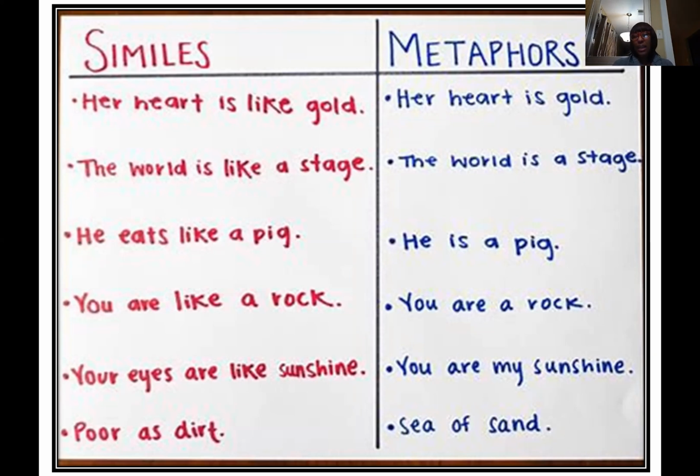You are like a rock. Your eyes are like sunshine, poor as dirt. So take a minute, pause the video, and begin thinking. You do not have to write anything down, but I want you to begin thinking through what each of those similes mean. You will have to know or start having conversations about a pig, a rock, sunshine, and dirt, which tells you what's actually being said in the similes. So please pause the video and begin thinking through those examples.